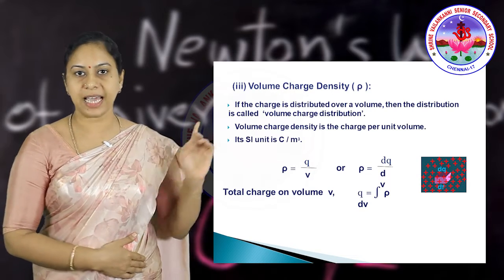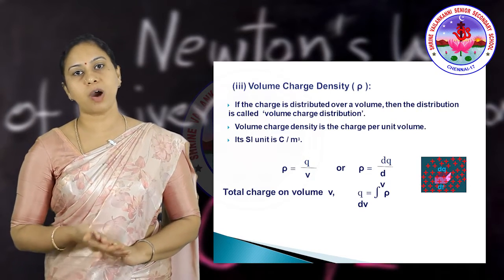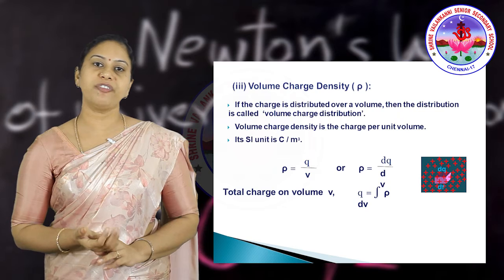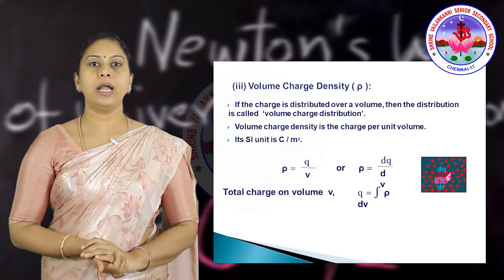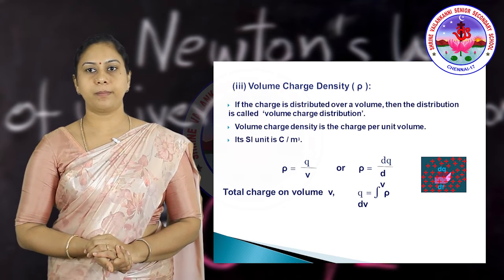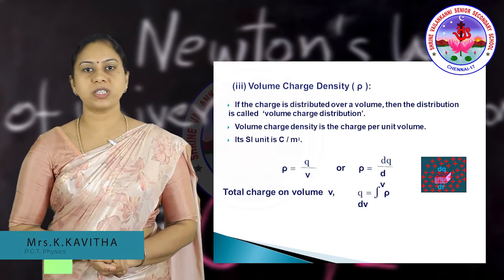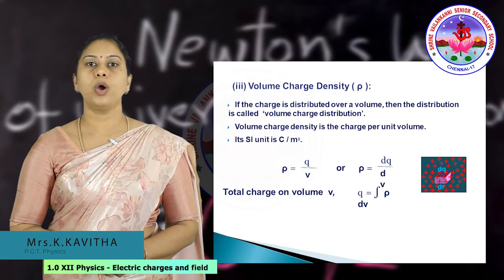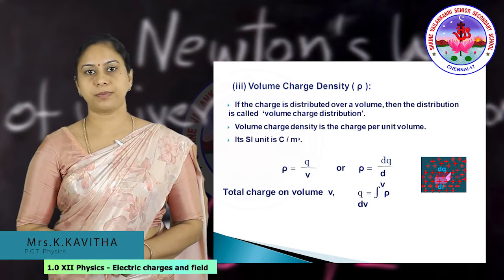Here, see the diagram, we have taken only a small part. We have to take it for a small part, so differentiating it, that is why we say rho is equal to dq by dv. So we get the total charge for that volume V, Q, which is equal to the integral over V of rho into dv. Got it? Right.